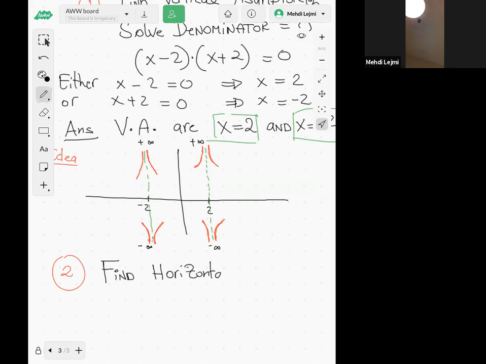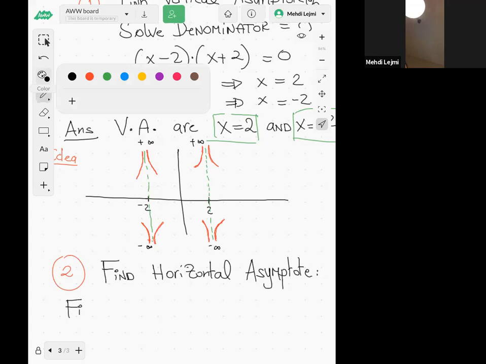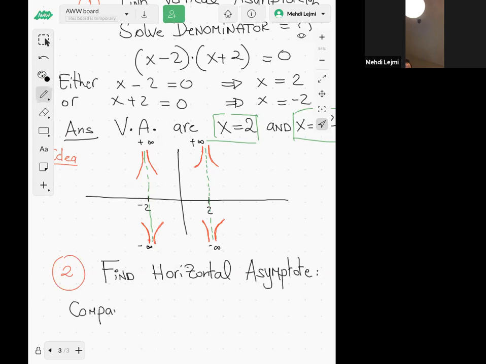And again, how do we find the horizontal asymptote? We have to compare the degree of P to the degree of Q. So we need to compare the degree of P of X to the degree of Q of X.